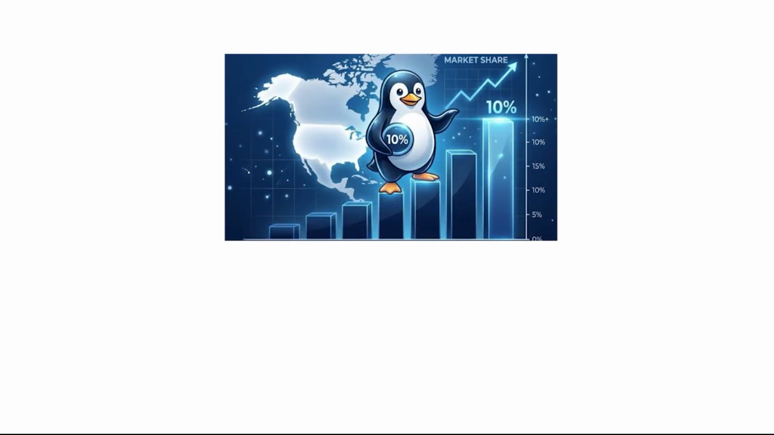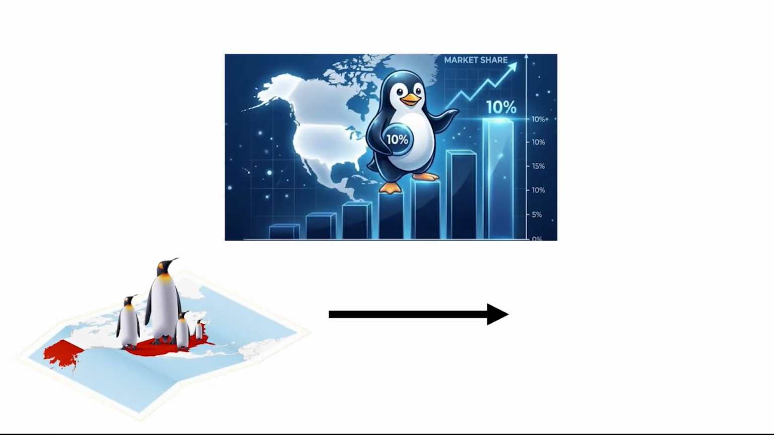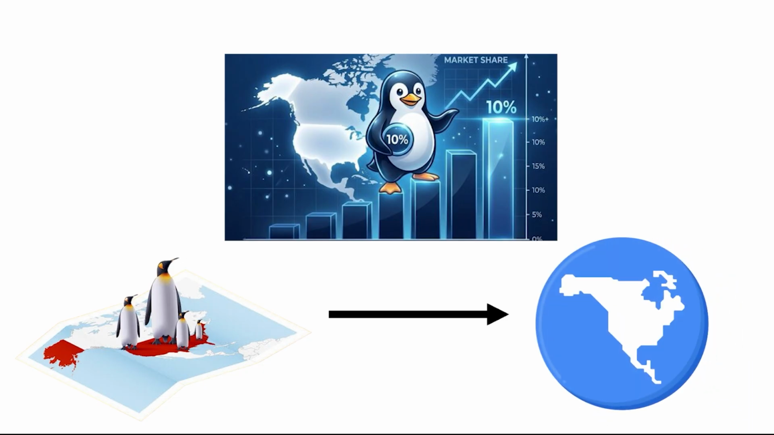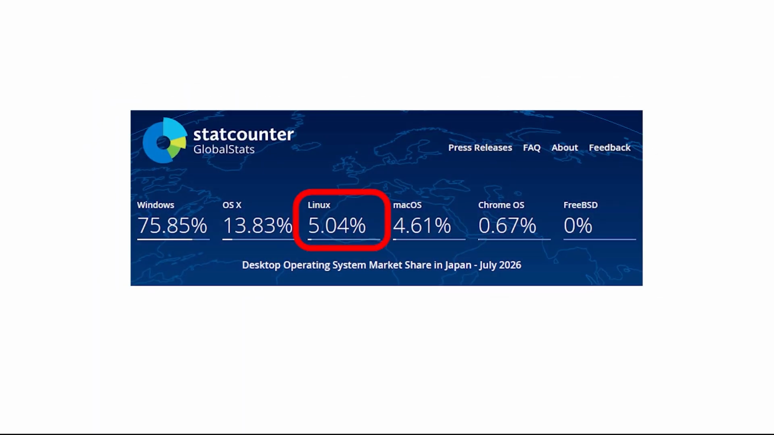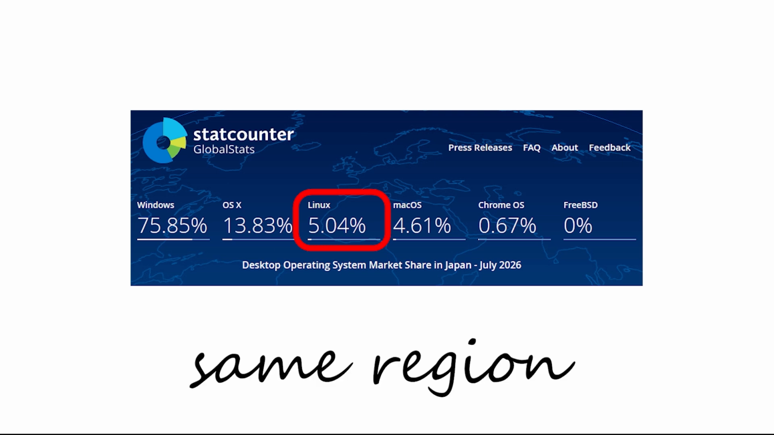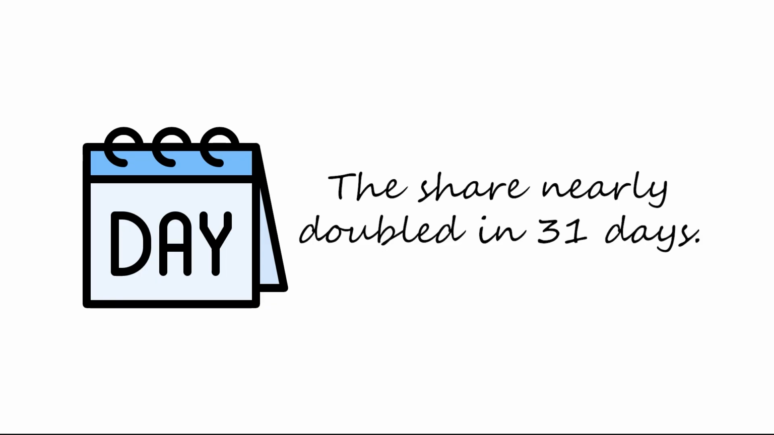Here is what happened. On August 1st, 2026, Linuxiac published that Linux had crossed 10% of desktop usage in North America. Statcounter had Linux at 10.65% for the same region. The month before, Statcounter had Linux at 5.52% for the same region. The share nearly doubled in 31 days.